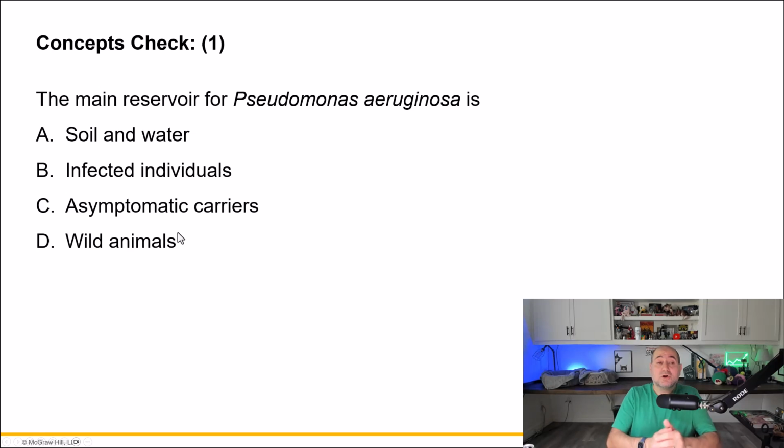And remember, all of these concept check questions may appear on the test. So, for instance, you should study this one. The main reservoir for Pseudomonas aeruginosa is, we just touched on this, remember, it's soil and water.